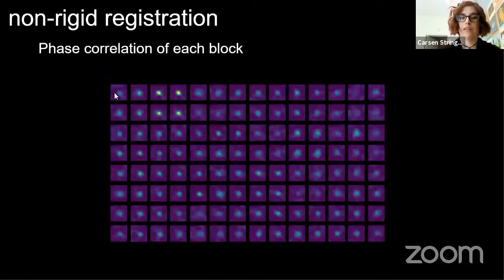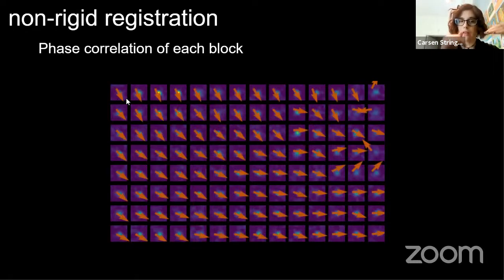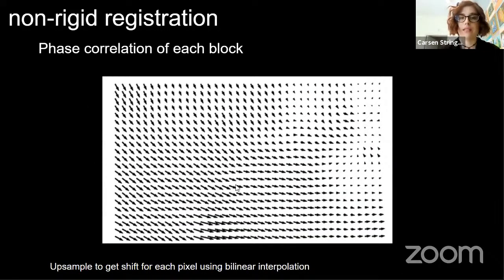And so we get each of these little maps like I was showing before, but now we have it for every single block. And each of these little maps corresponds to some size of a shift in a certain direction. And that tells us how far we should shift each block. And in order to get that at the pixel level, we upsample these arrows and get a picture that looks like this that tells us where every single pixel should move. And then we shift the pixels using bilinear interpolation. And we've implemented this in Numba to make this efficient on the CPU.